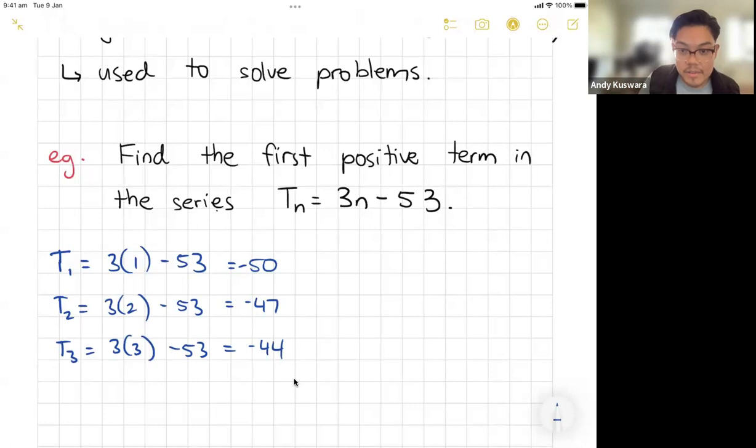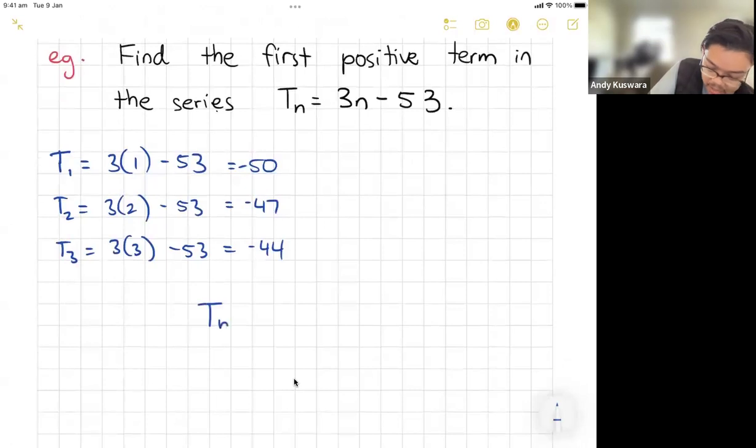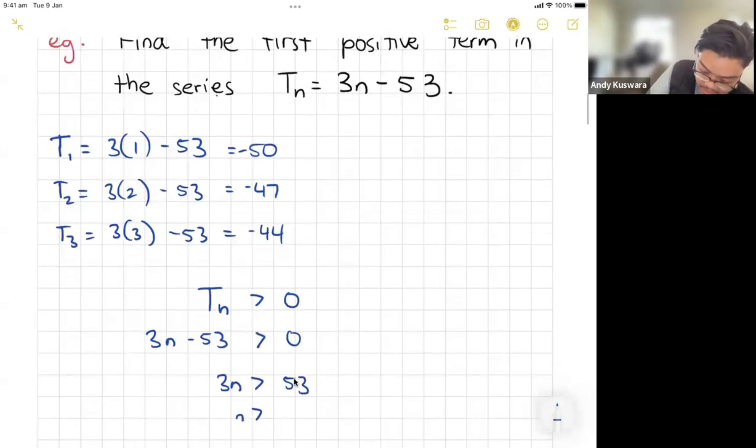But here, if I want to find where it's a positive term, essentially what I want to say is if it's positive, that means Tn has to be greater than 0. Now, we also know that 3n minus 53 is the same as Tn. And so I just want to solve when it's greater than 0. That means it's positive, right? Because if it's less than 0, it'll be negative, but more than 0 means we're positive. So here we should just get 3n needs to be greater than 53. And then n in this case will be, let's see, what's 53 divided by 3? Someone help me out here, 17 and 2/3.